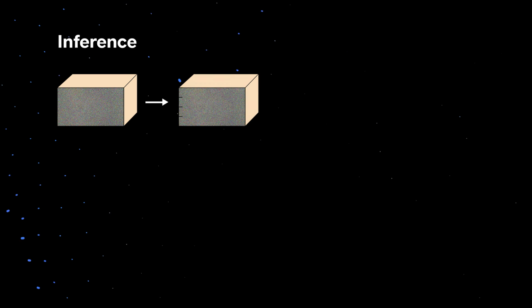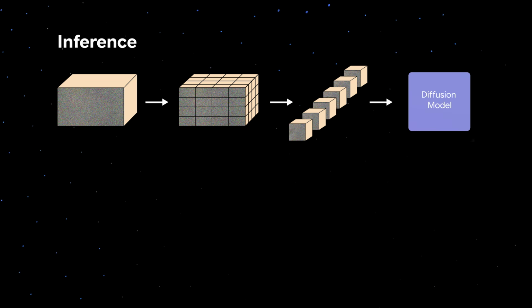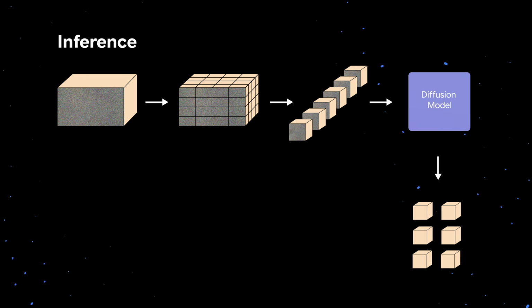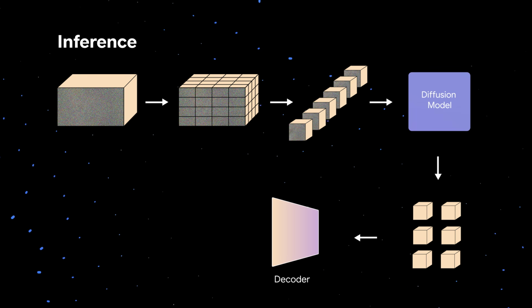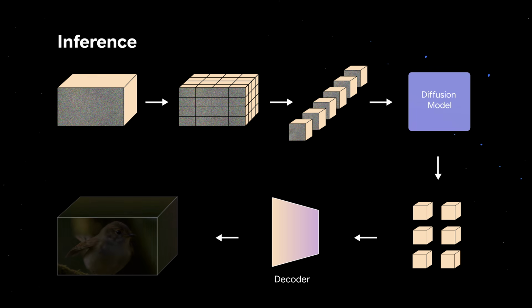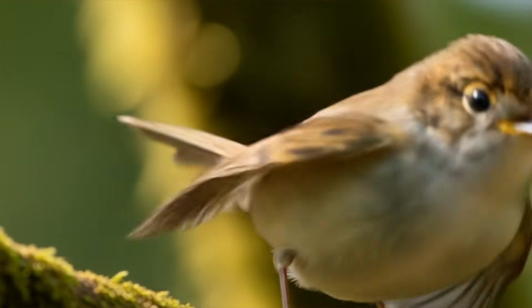At inference time, once the diffusion model has been properly trained, we start with random noise in the dimensions of our latent space. This matrix is split into patches. These latent space patches go through the diffusion model, which iteratively denoises the patches. And after enough iterations, the latent space time patches are passed through the decoder, taking us out of latent space and into image pixels. And voila, we have a video of a bird taking flight.